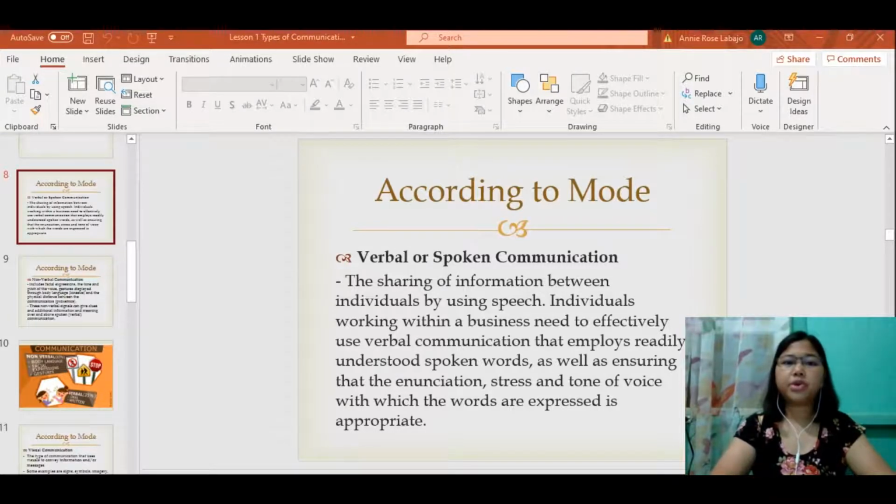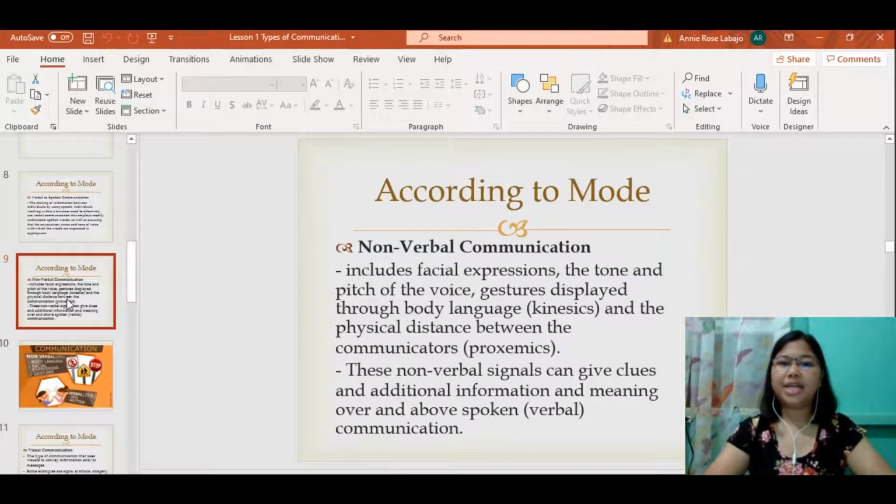Now, there's another form which is more important than verbal communication, and that is nonverbal communication. It includes facial expressions, the tone and pitch of the voice, gestures displayed through body language or the kinesics, and the physical distance between the communicators or the proxemics. These nonverbal signals can give clues and additional information and meaning over and above spoken or verbal communication.